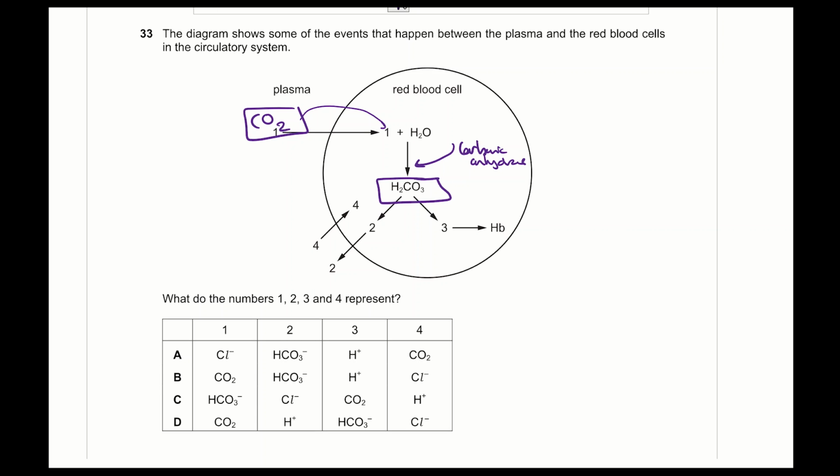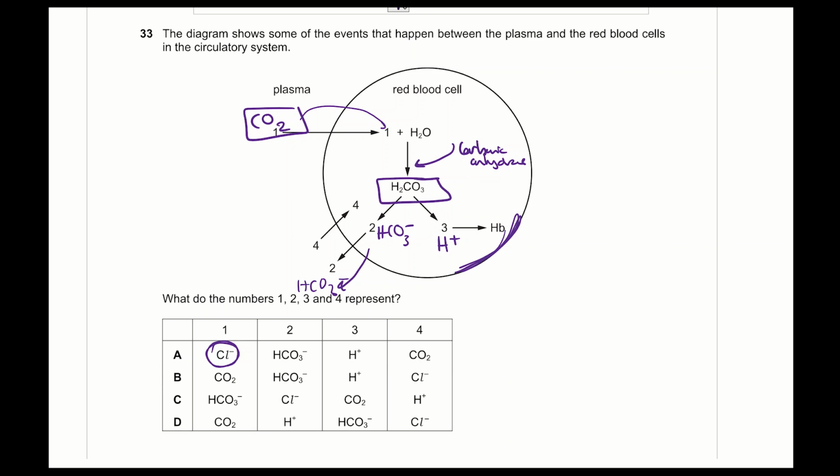When carbon dioxide combines with water forming carbonic acid, this carbonic acid dissociates into hydrogen ions, which stay inside the cell, they don't leave, and into bicarbonate ions, which actually leave the cell. So, let's see the suggestions that we have here. And here we also need to talk about the phenomenon called the chloride shift.